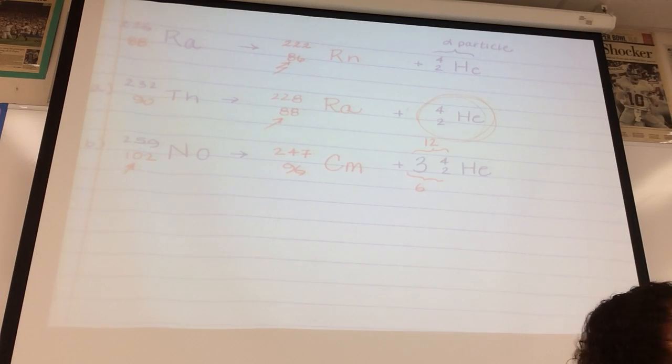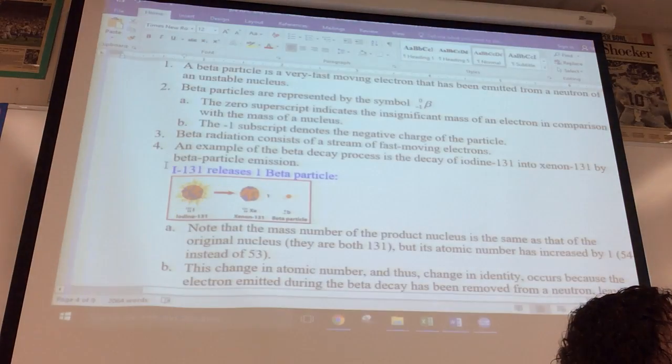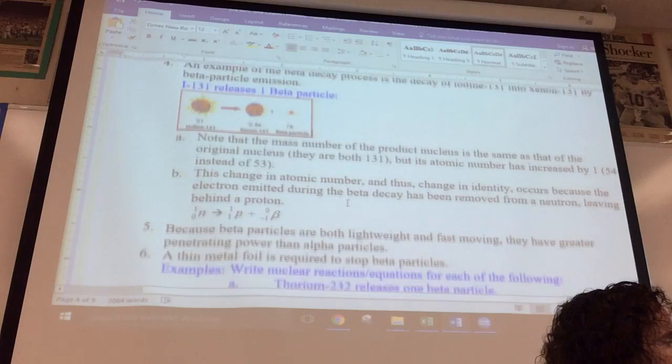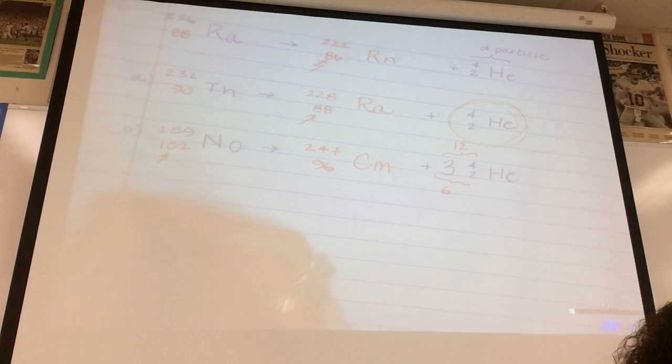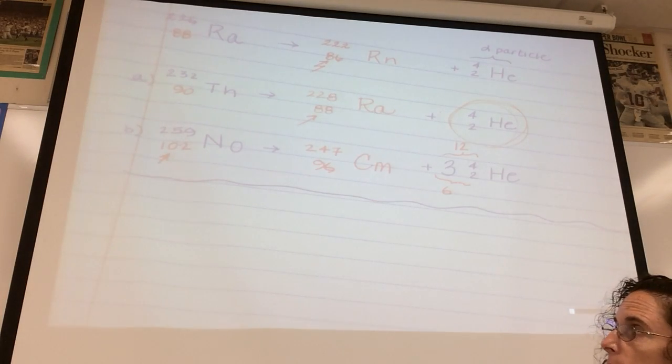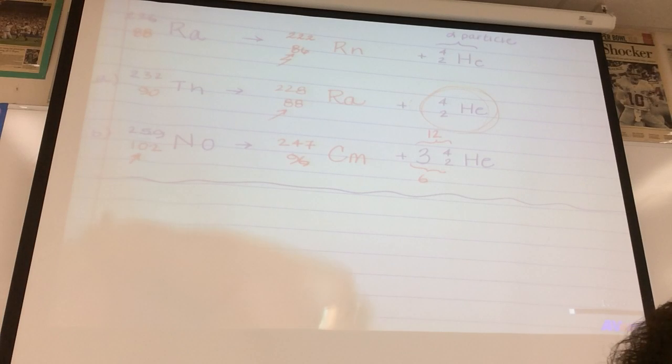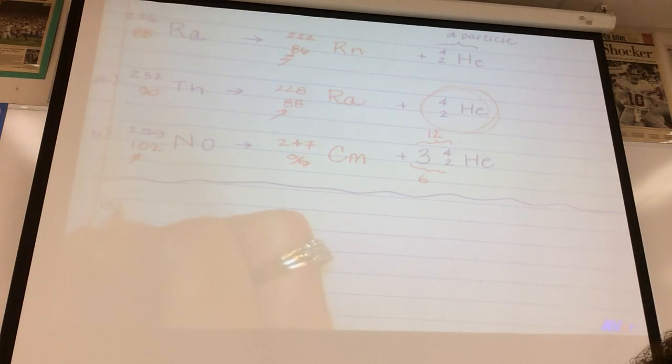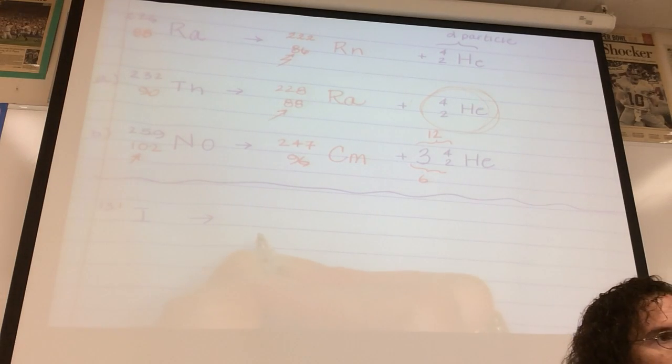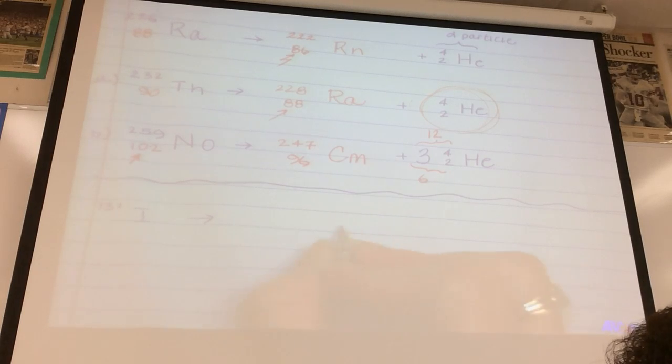And let's take a look at the nuclear equation that you can write. For example, I-131 releases 1 beta particle. Let's take a look at how to write that. So we have I-131, beta. A beta particle is an electron. And so the mass is 0, -1 for beta.